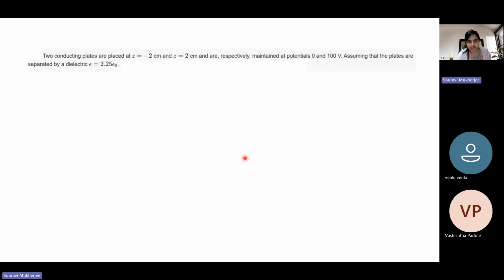In last year's assignment, this is a kind of question that I had seen. Here it is said that you have two conducting plates at z equal to -2 and at z equal to 2, maintained at two different potentials. Assuming that the plates are separated by a dielectric, the constant is given. The question is, find the expression of potential and then use it to find charge densities.